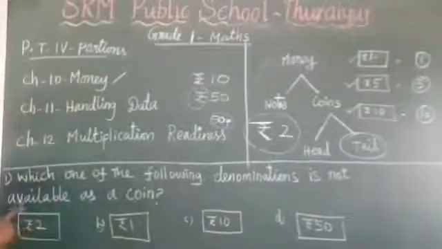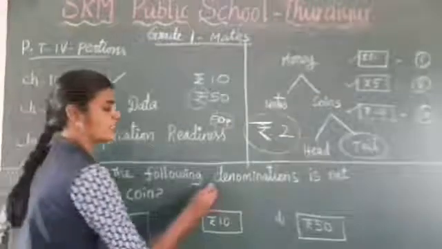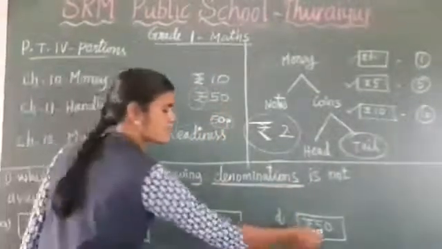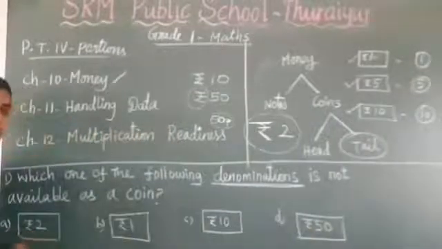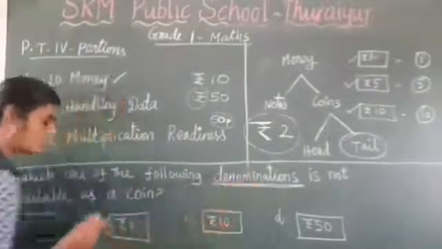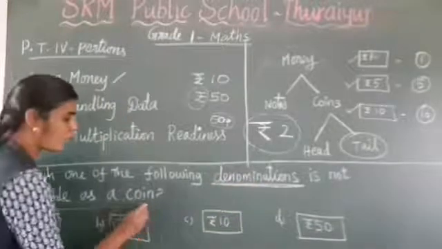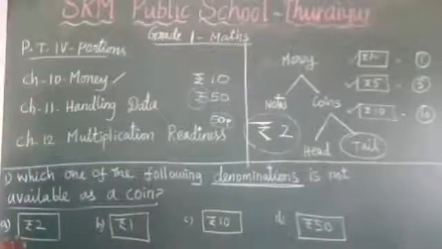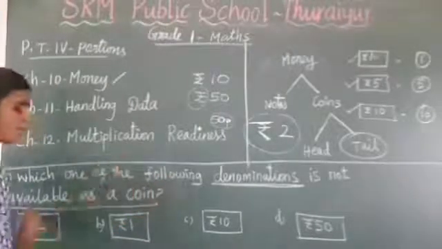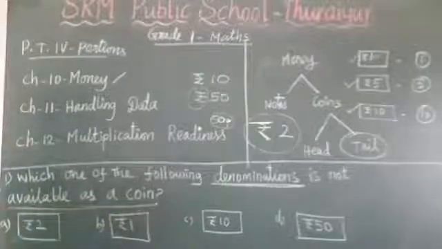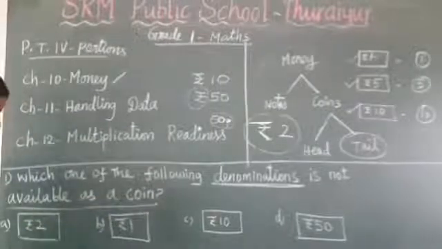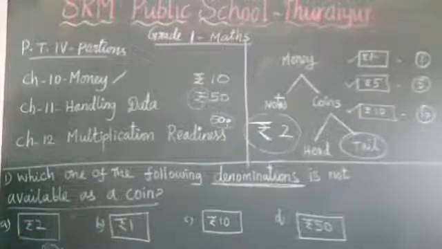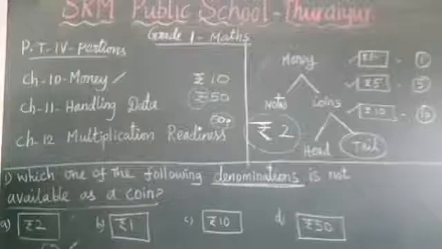Okay. First question. Which one of the following denominations is not available as a coin? Denomination means values. Here 10, 50, 1, 2, these are all called denominations. So here some denomination is given that itself is not available as a coin. First let us see one by one. 2 rupee note. 2 rupee coin also is there. So note is there and coin is also there. That means this is not the correct answer.